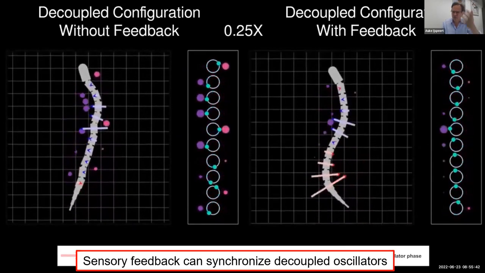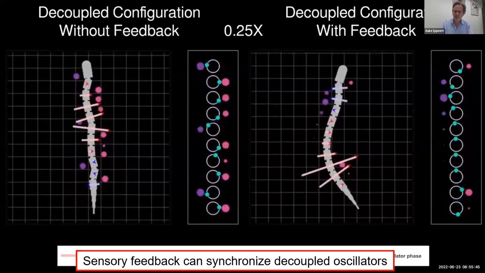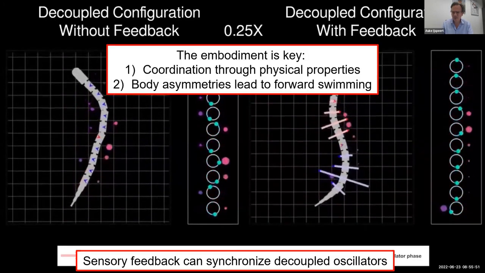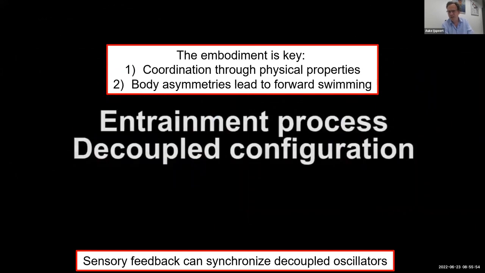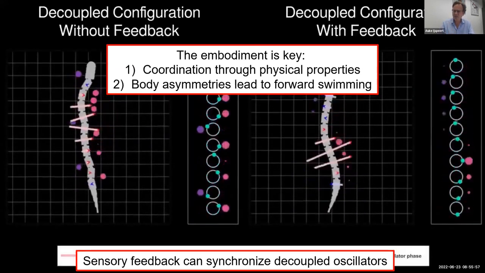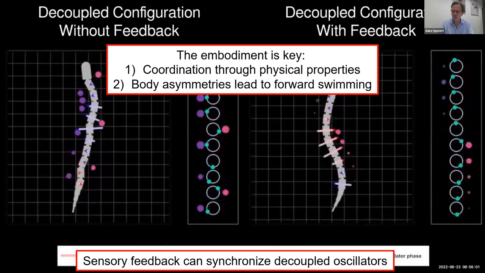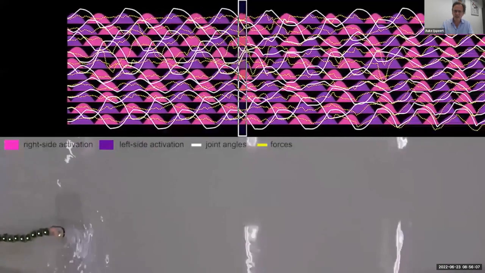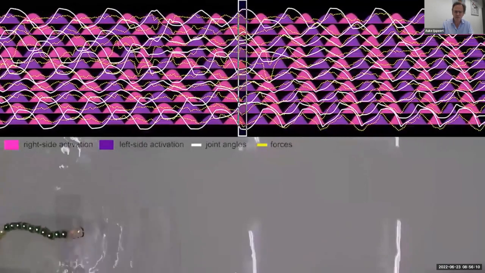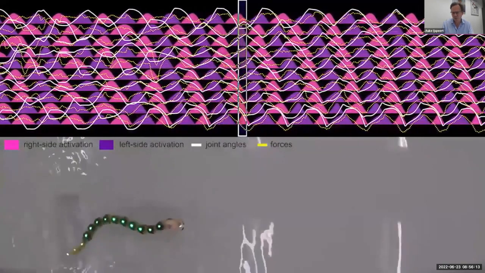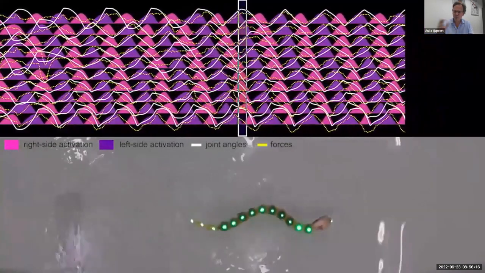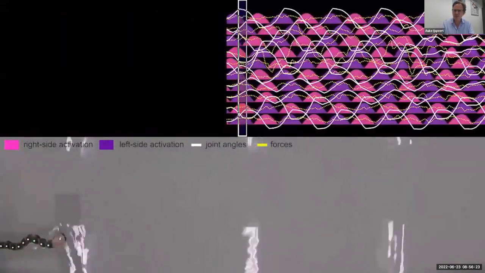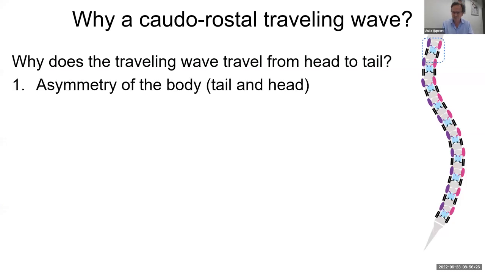That's a beautiful emergent property of the biomechanics and the sensory feedback, with sensory feedback playing a role in synchronizing the decoupled oscillators. And here the embodiment is key. It's really the physical properties and the body asymmetries and the feedback that lead to forward locomotion. This also works on the real robot. The transient mode is a bit long, but after a relatively long transient, you get into the steady state and you have beautiful swimming. To be honest, we were a bit surprised to have such good swimming. We were expecting some synchronization, but not as beautiful as it is.